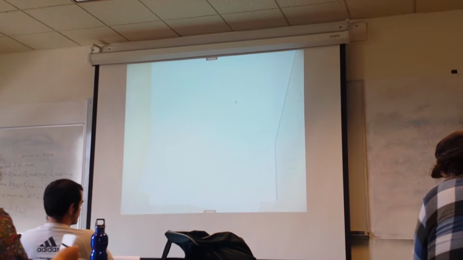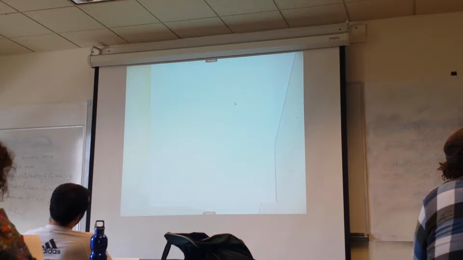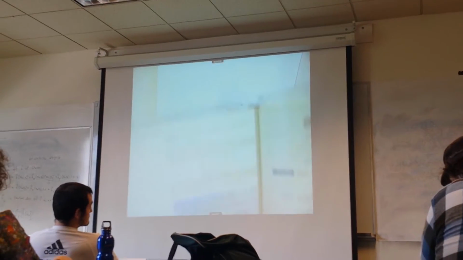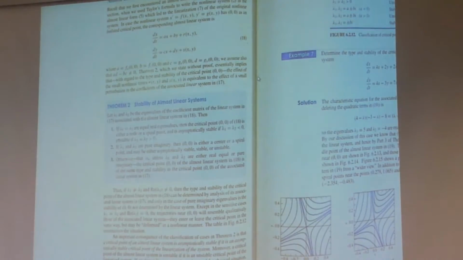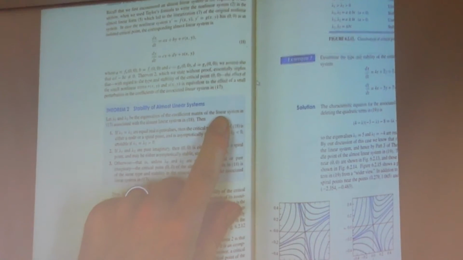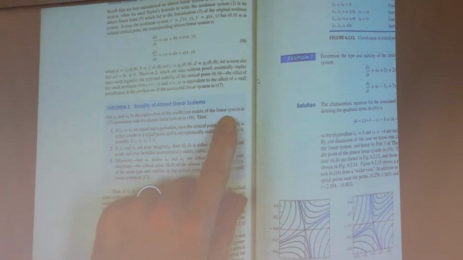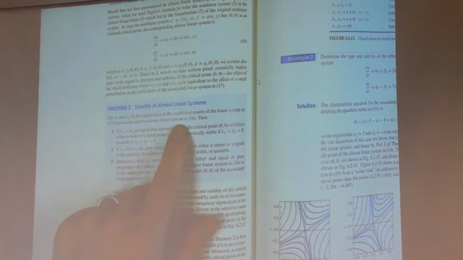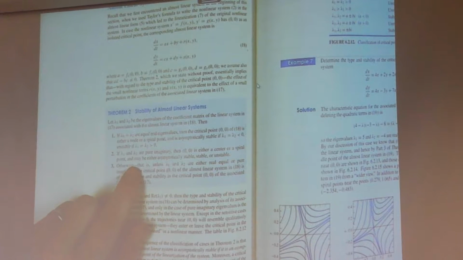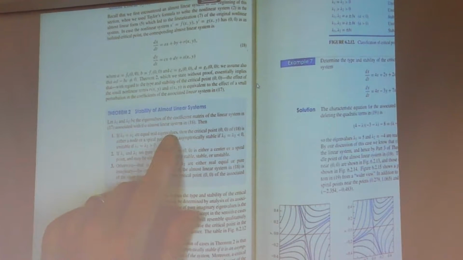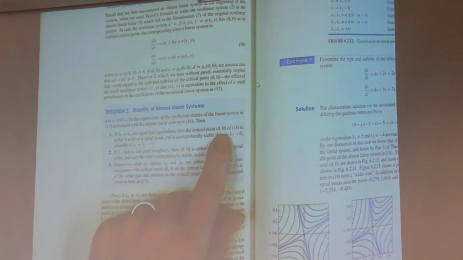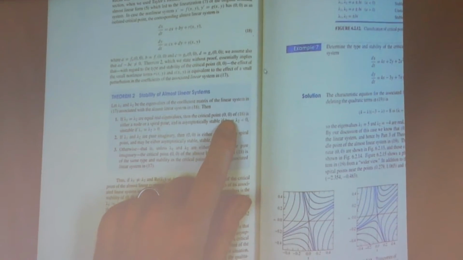I don't know how to write that exception to the rule, but if you flip over to, where is it? 392, theorem 2. So it says, let lambda 1 and 2 be the eigenvalues of the coefficient matrix of the linearized system associated with the almost linear system. So we linearize it, find the eigenvalues. These are the two exceptions. If lambda 1 equals lambda 2 are real eigenvalues, then the critical point 0, 0, that's of the linearized system, because 0, 0 will always be a critical point there.